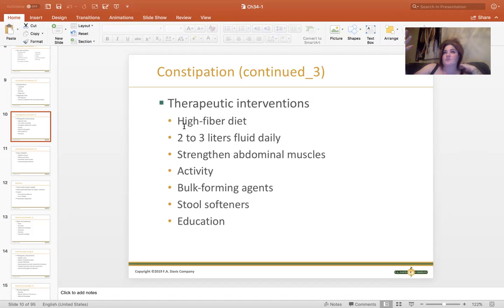Because we want to make sure that we are very clear in balance, right? We're not nutritionists. We are nurses. So we want to be able to, of course, give variety and give patient education.